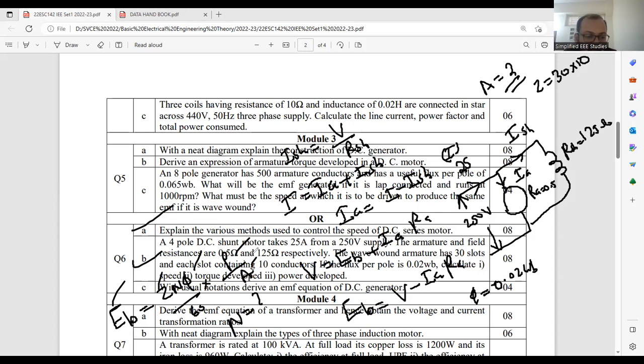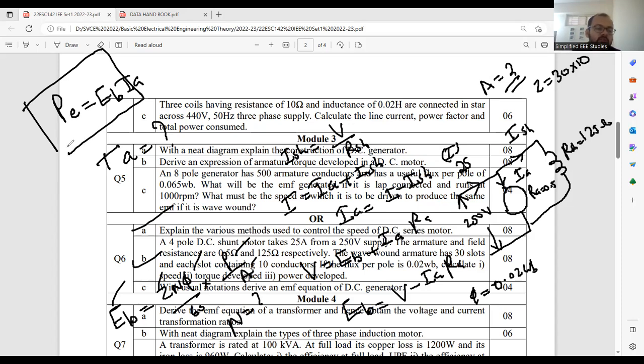That is the speed. Torque developed: the torque equation you already derived. Refer to the formula and do that. Power developed: how is the formula of power developed? Power developed is equal to EB into IA. These are the formulas. If you know the logic, in a very simple fashion, you will be getting 8 marks. Without putting in more time, you are able to get 10 marks. Clear?